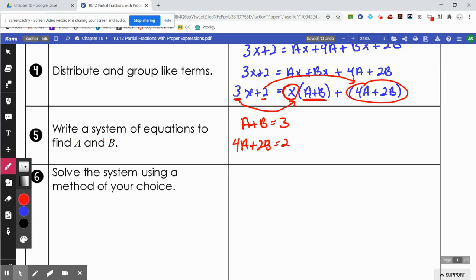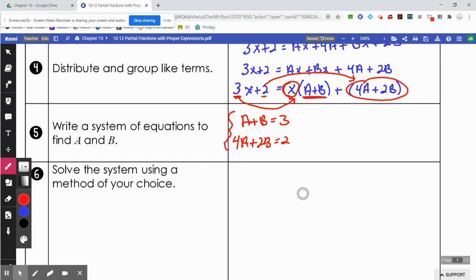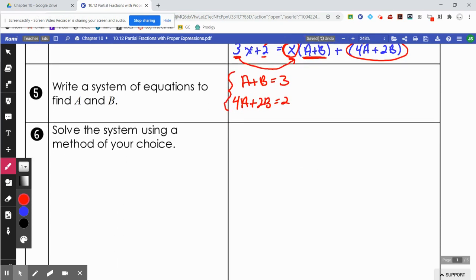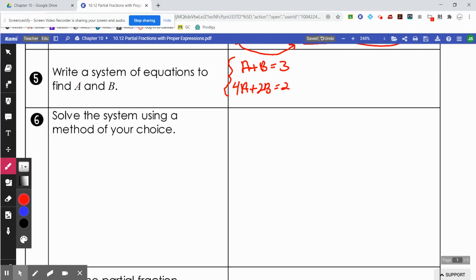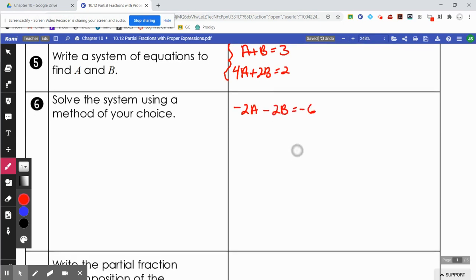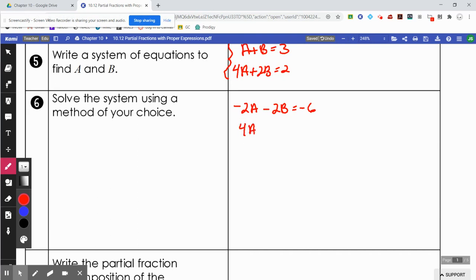So notice what you have now. You have a system of equations. We're going to solve our system, and it says using a method of your choice. You can use substitution, use elimination. I'm going to go ahead and use elimination. I'm going to multiply my first equation by negative 2. You get negative 2A, negative 2B, and negative 6. Second equation stays the same. And when I add these two equations together, I now have 2A is equal to negative 4. So therefore, A would be negative 2.